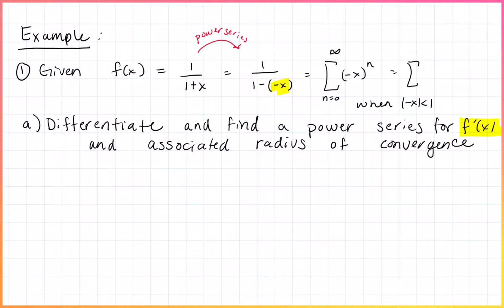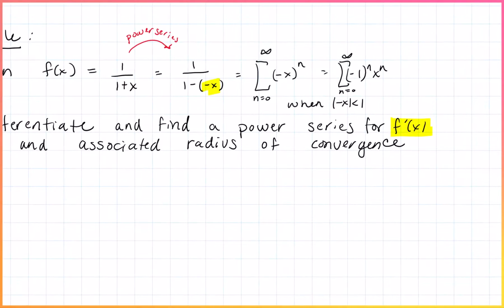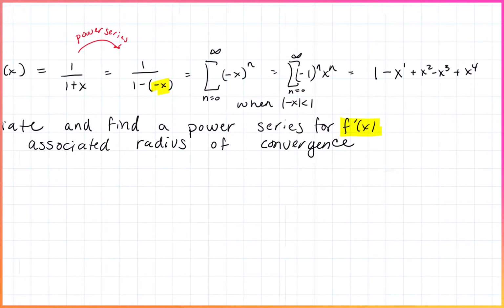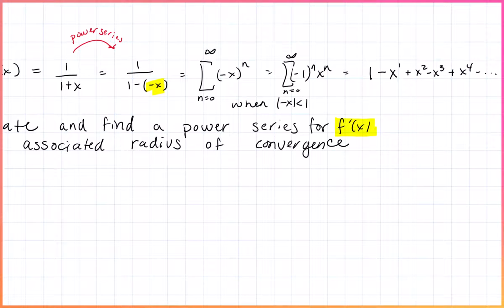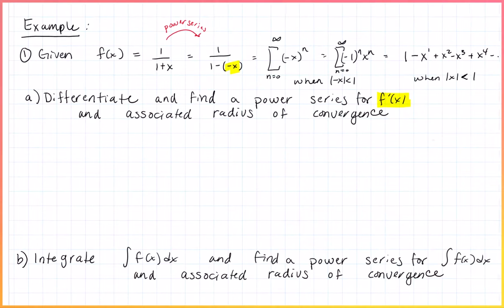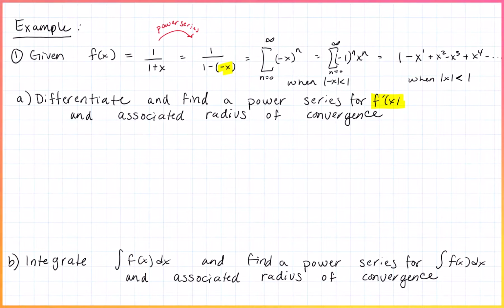And this gives me the power series negative 1 to the nth x to the nth from n equals 0 to infinity. And if we were to write out a few terms, the first term is going to be 1, and then we have the alternating signs, negative x to the first plus x squared minus x cubed plus x to the fourth, and so on and so forth. And that is true as long as the absolute value of x is less than 1. So that's how that function can be represented as a power series. We're going to integrate it in part B.